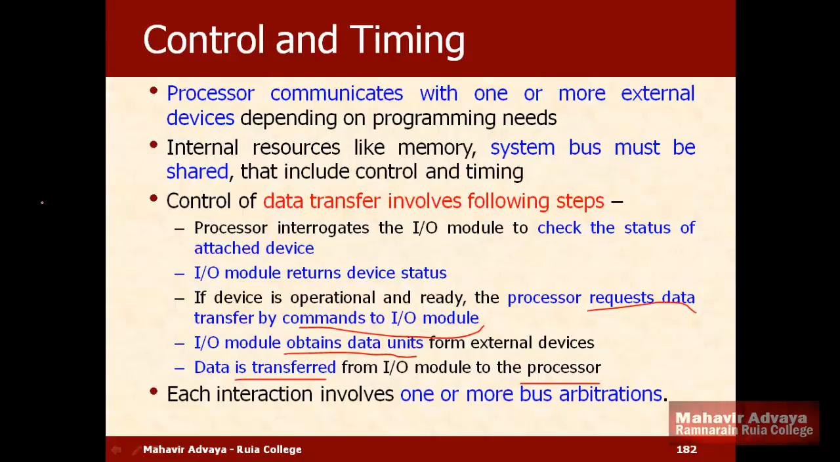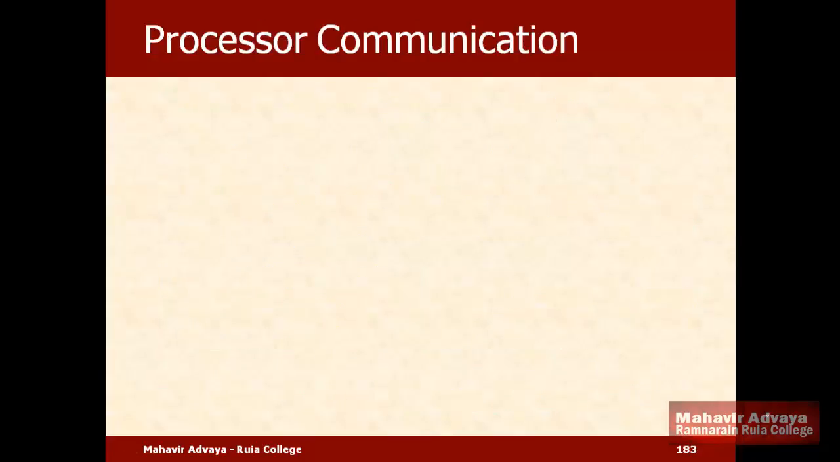So whatever interactions occur between the external device and the input output module, each interaction involves one or more bus arbitrations. Here, arbitration means the input output module has to take over the system bus from the processor and use the bus for data transfer. One or more times the input output module takes over the system bus for data transfer. That is what is known as bus arbitration, that is, the stealing of cycles.